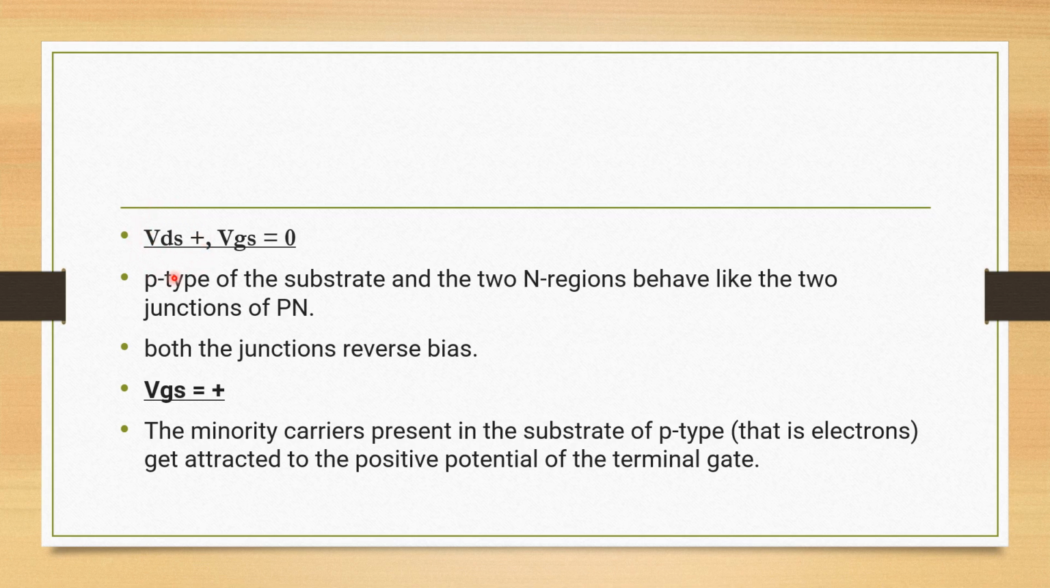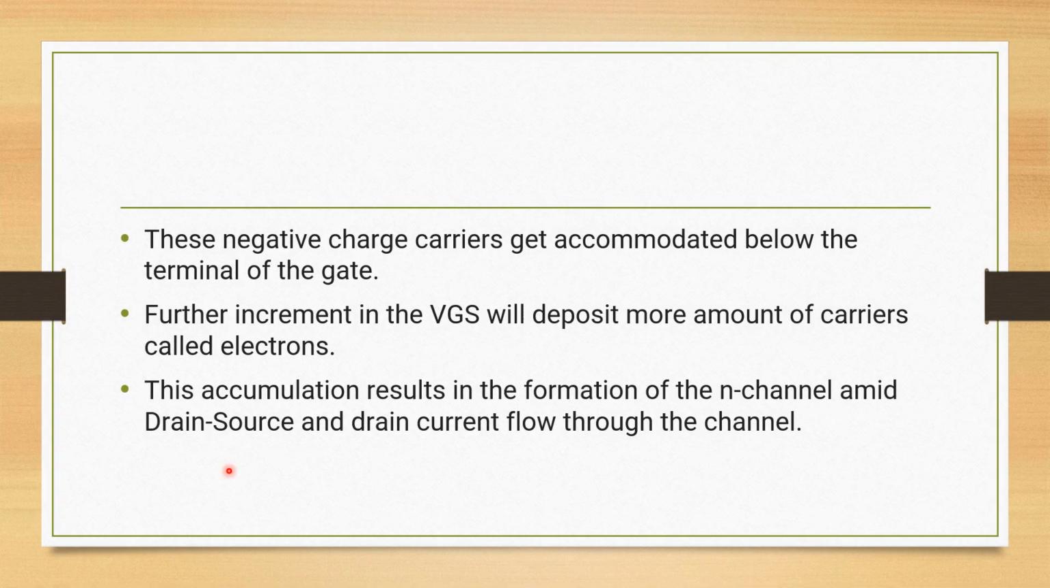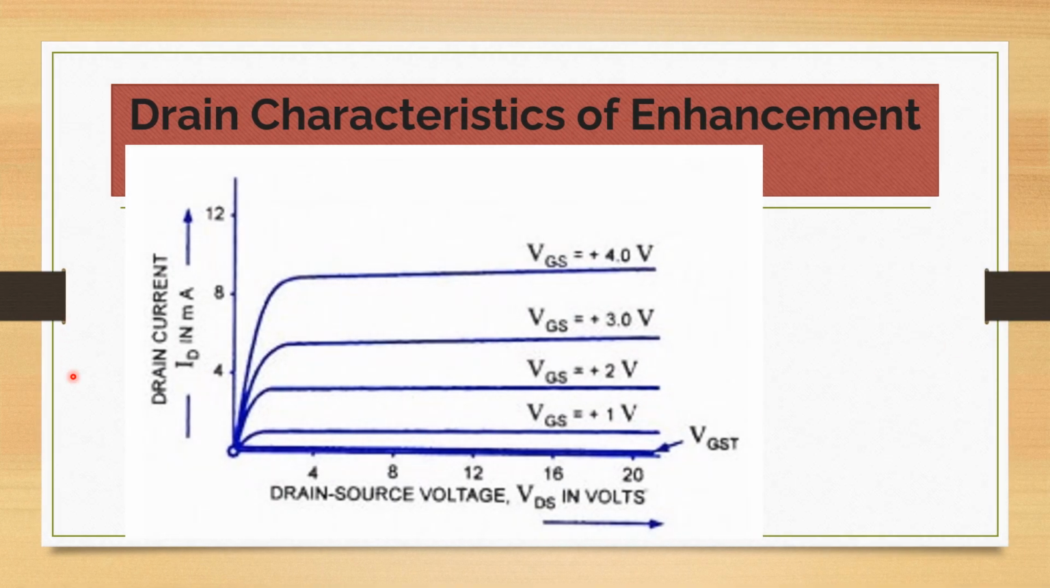When you are applying positive voltage to the drain and the source, your p-type substrate with the two n regions will behave like two pn junctions, and both junctions will be under reverse bias condition, so there will not be any current flow between the drain and your source. Now when you increase the gate to source voltage, the minority carriers present in your p substrate will be attracted towards the positive terminal of the gate. This accumulation forms a channel between the drain and the source, and once the channel is formed, you will have the current flow.